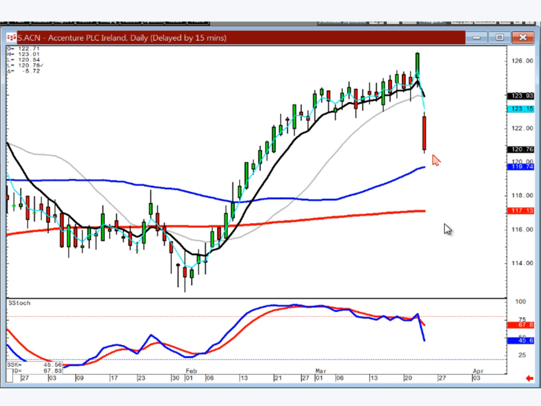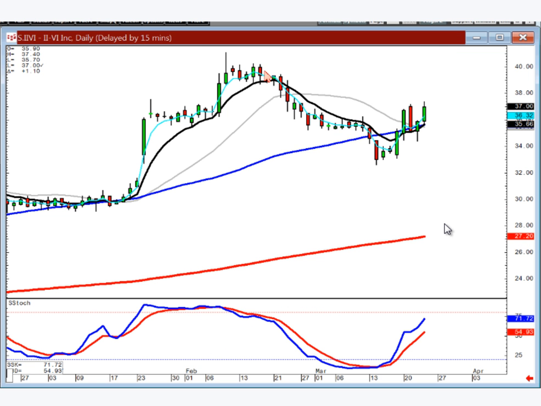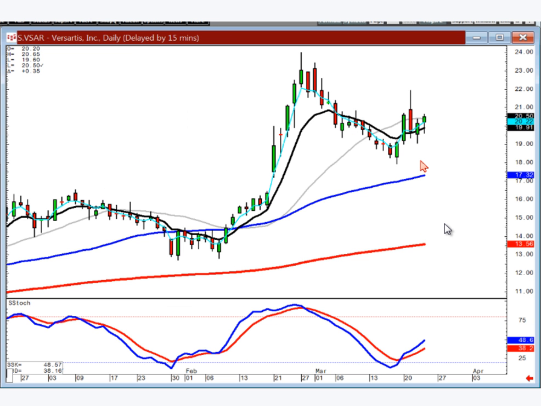So ACN, the kicker signal. IIVI looks like a wave 3. Wave 1, we can calculate what our wave 3 will go to. And things like this, again, wave 3 in progress.